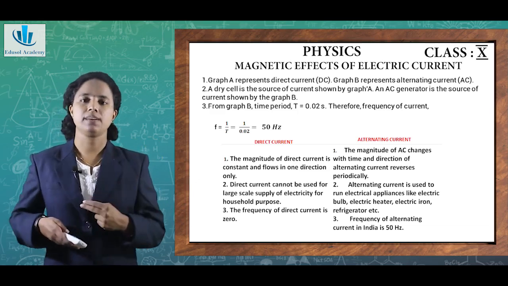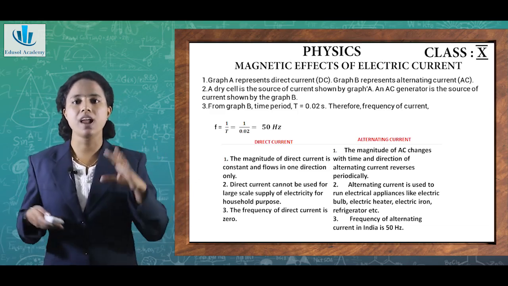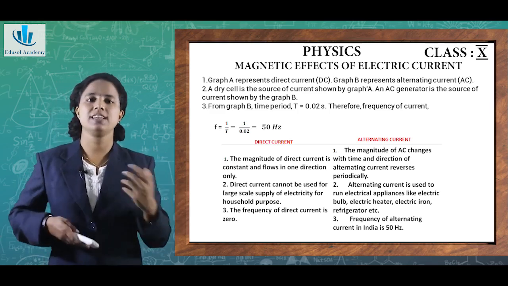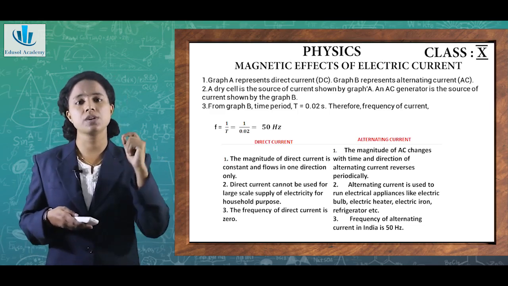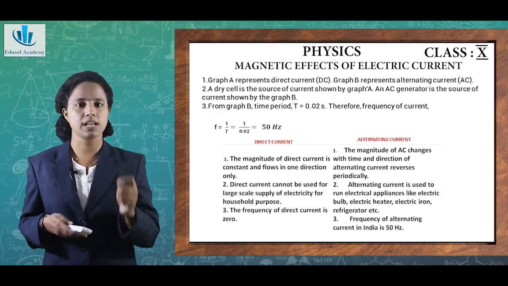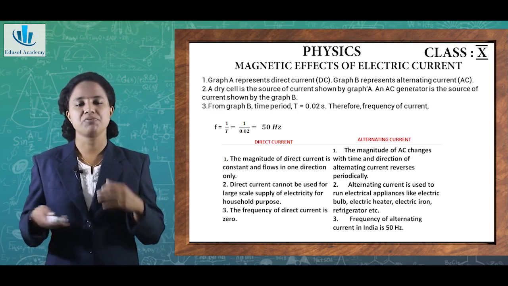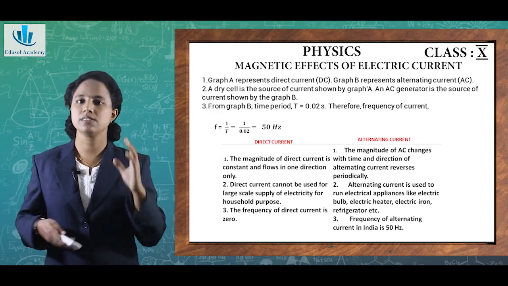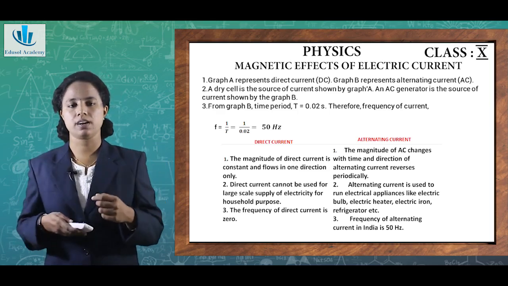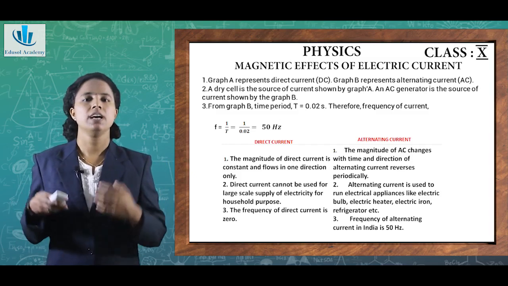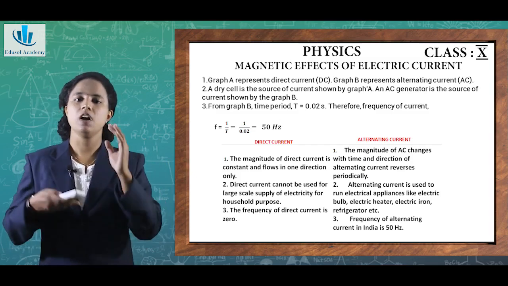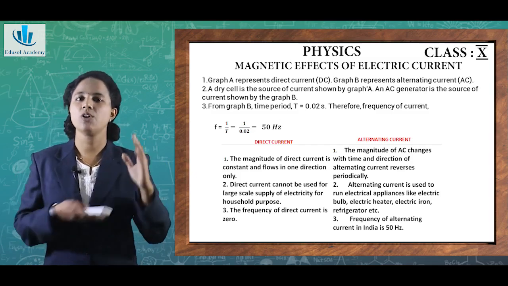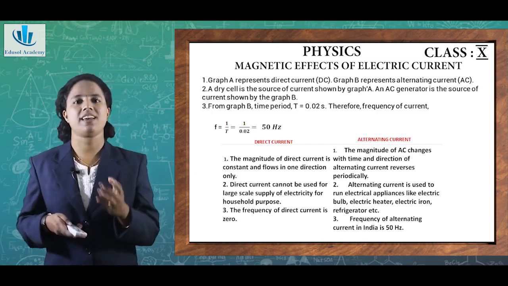The second point is that direct current cannot be used for large scale supply of electricity for household purposes. But what in case of alternating current? It is used to run electrical appliances like electric bulb, electric heater, electric iron, refrigerators, etc. The frequency of direct current is given as 0. But what in case of alternating current? The frequency of alternating current in our country, India, is mainly 50 Hz. So these are the basic differences between direct current and AC, the alternating current.